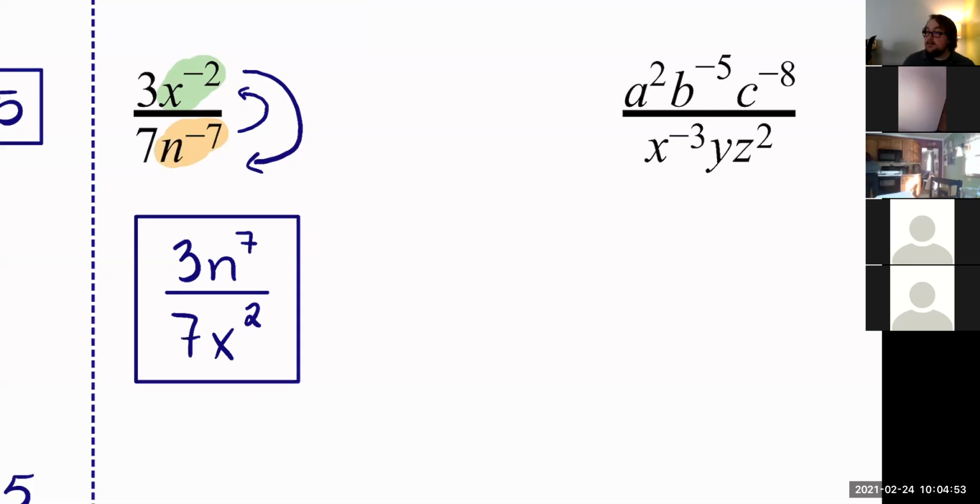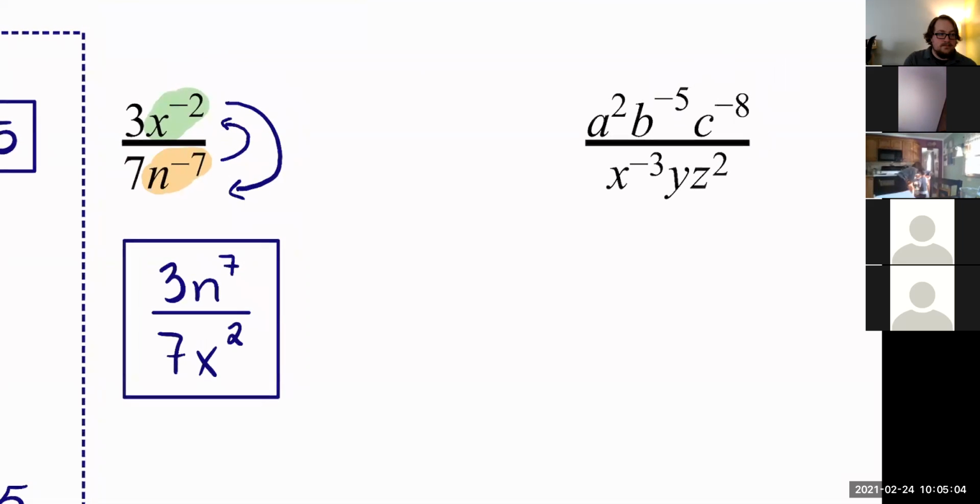That's all I can do there. I can't evaluate because I don't know what x is. I don't know what n is. But now the negative exponents are gone. It would make it easier to work with later if I needed to.